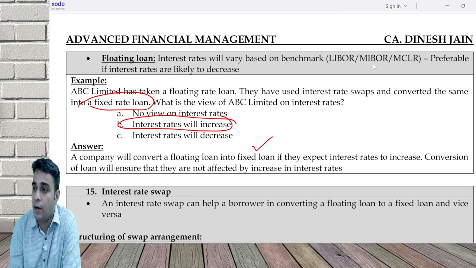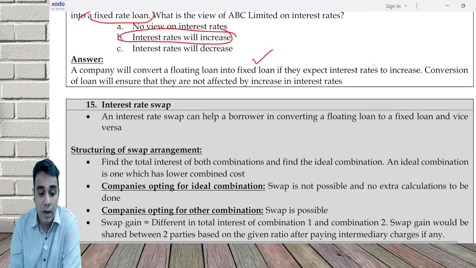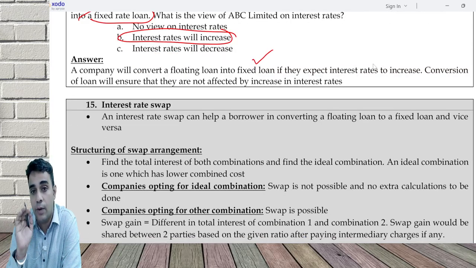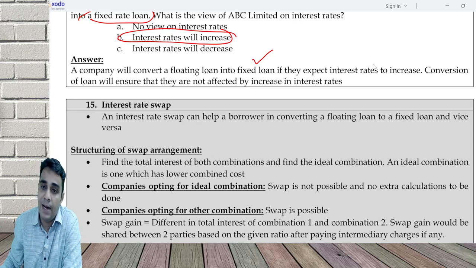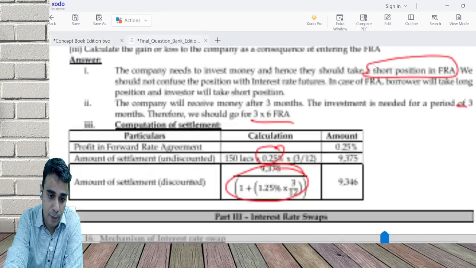Conversion will ensure that they are not affected by an increase in interest rate. Now, how is this conversion done? It is done through IRS. How does it happen? I'll directly now get into an example so that you understand IRS properly. Let's get into an example.